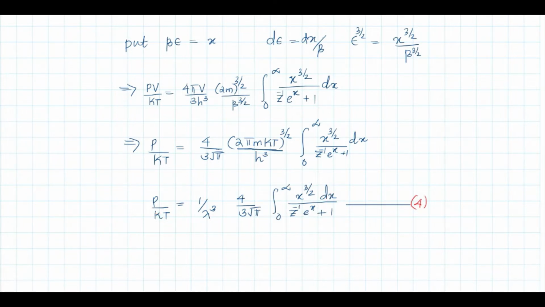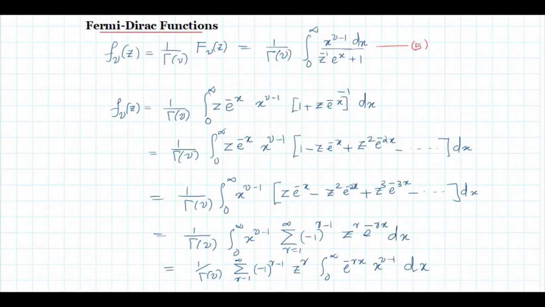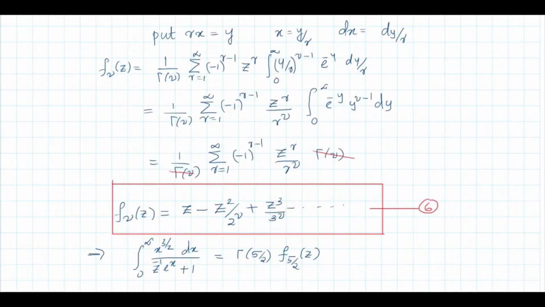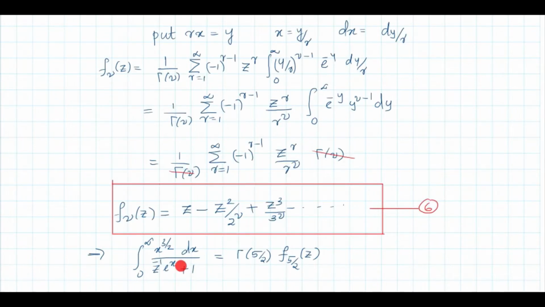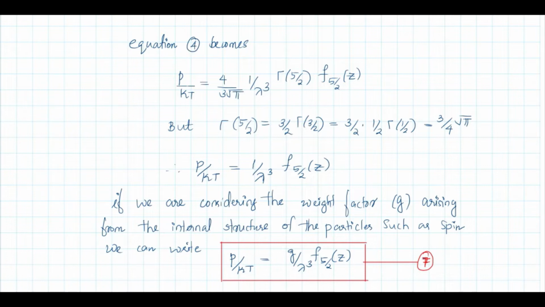This integral I can write as gamma 5 by 2 f 5 by 2 of z. From this definition, when nu minus 1 is 3 by 2, this nu becomes 5 by 2. So gamma 5 by 2 into f 5 by 2 z is nothing but the integral 0 to infinity x raised to 3 by 2 dx by z raised to minus 1 e raised to x plus 1. That is this identity. Then equation 4, the equation for p by kt, becomes 4 by 3 root pi, 1 by lambda cube, gamma 5 by 2 into f 5 by 2 of z.